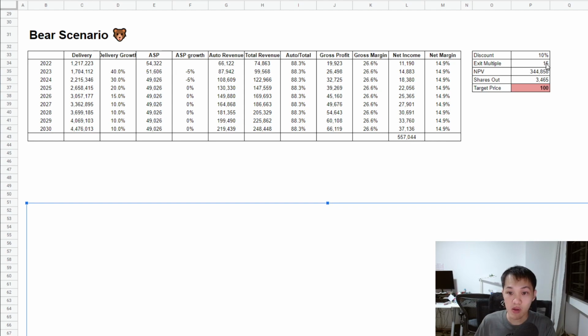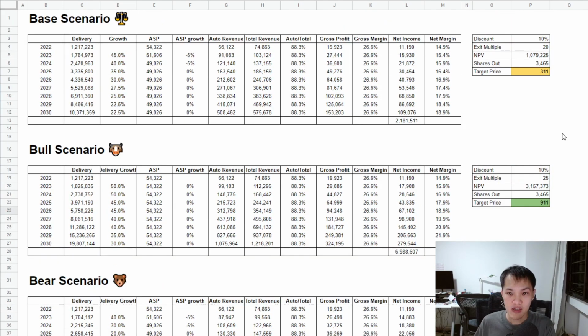In terms of the exit multiple, I assume 15, as the company's growth rate drops significantly. So the market is not willing to pay so much exit multiple. So I just assume a 15 as a conservative number. And once I apply this and do a DCF, I get something like a $344 billion market cap. Divided by the shares outstanding, I get a target price or intrinsic value per share of $100.